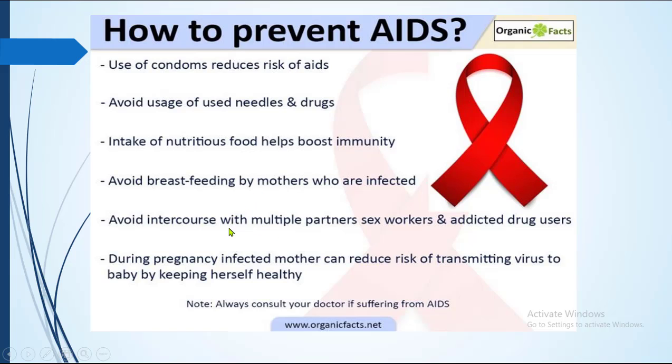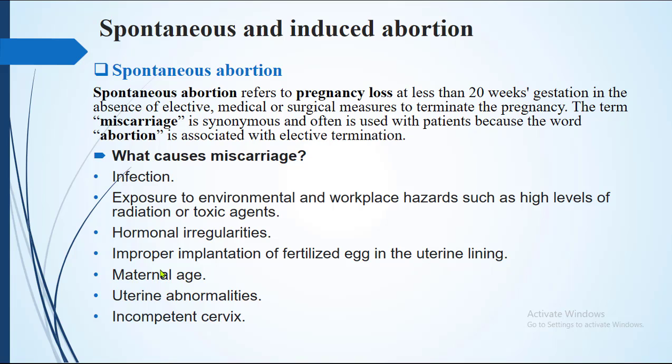This is something related to the society as well. It depends on the type of society where a person is living. For example, if there is a culture of having multiple sex partners, usually this AIDS is common in African countries. So it depends on the social context as well. During pregnancy, infected mothers can reduce the risk of transmitting this virus to the baby by keeping herself healthy and by using safe methods. So this was all about sexually transmitted diseases.